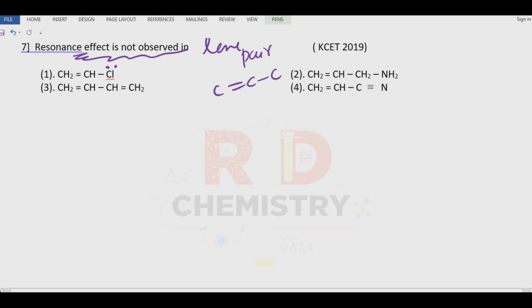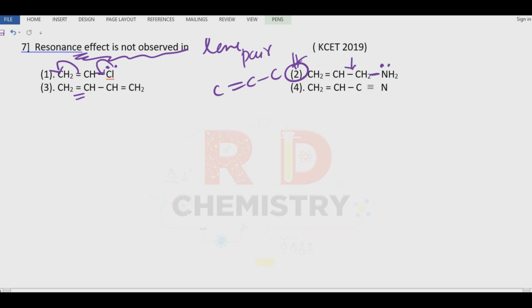Chlorine contains a lone pair. The lone pair can be donated like this. So there is a resonance effect. Conjugation is there. See the next one. That is nitrogen containing a lone pair. There is a sigma bond here, but a double bond is not here. That means it cannot interact with the pi bonds. This should be the answer. The second one is the answer. We'll go for the third and fourth options also.